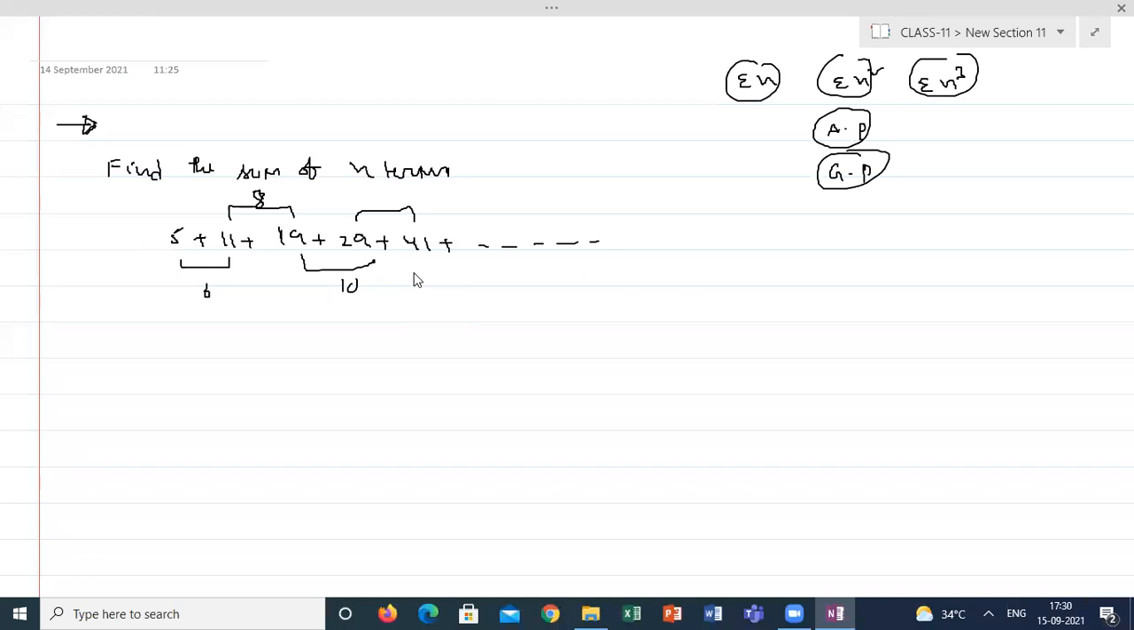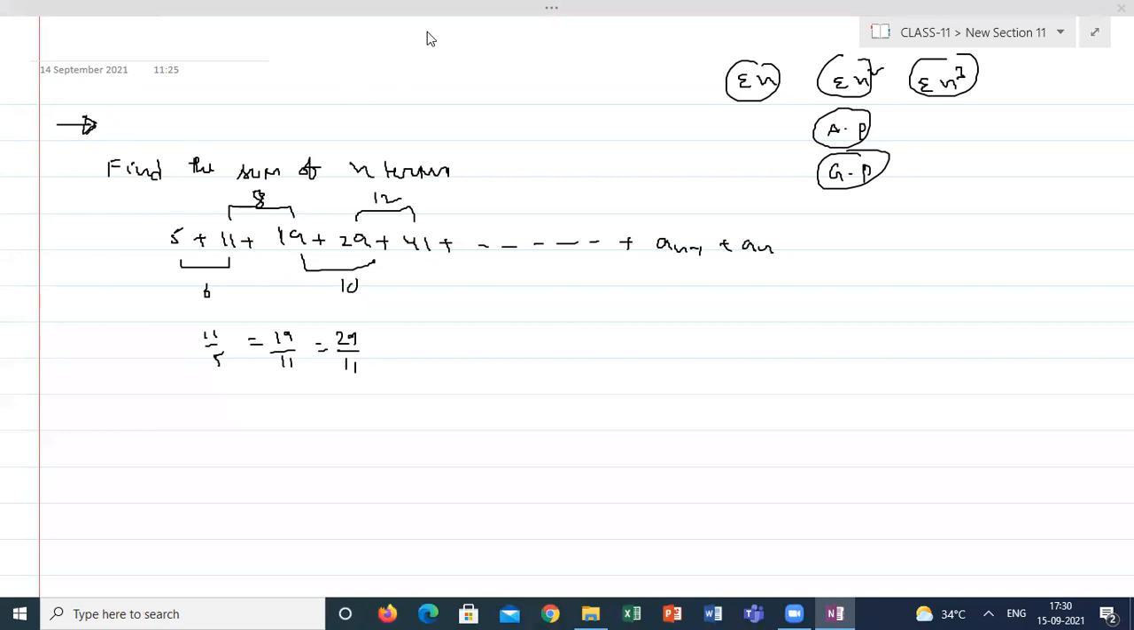Correct? So 11 by 5 is not equal to 19 by 11, which is not equal to 29 by 19, so it is not a GP either. But what is the difference between these two? It is 12. Next, 41 plus 14 is the next term. But will this be helpful to do anything? No, it won't be helpful for us. It is not even prime numbers, because between 5 and 11, and 11 and 19, there are prime numbers like 13 and 17.